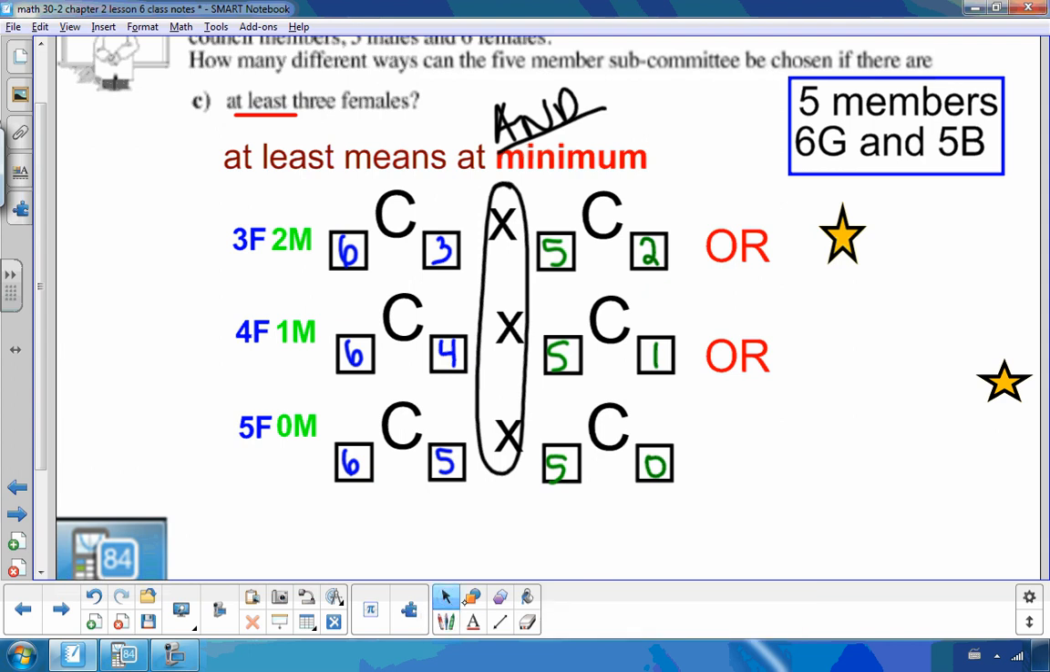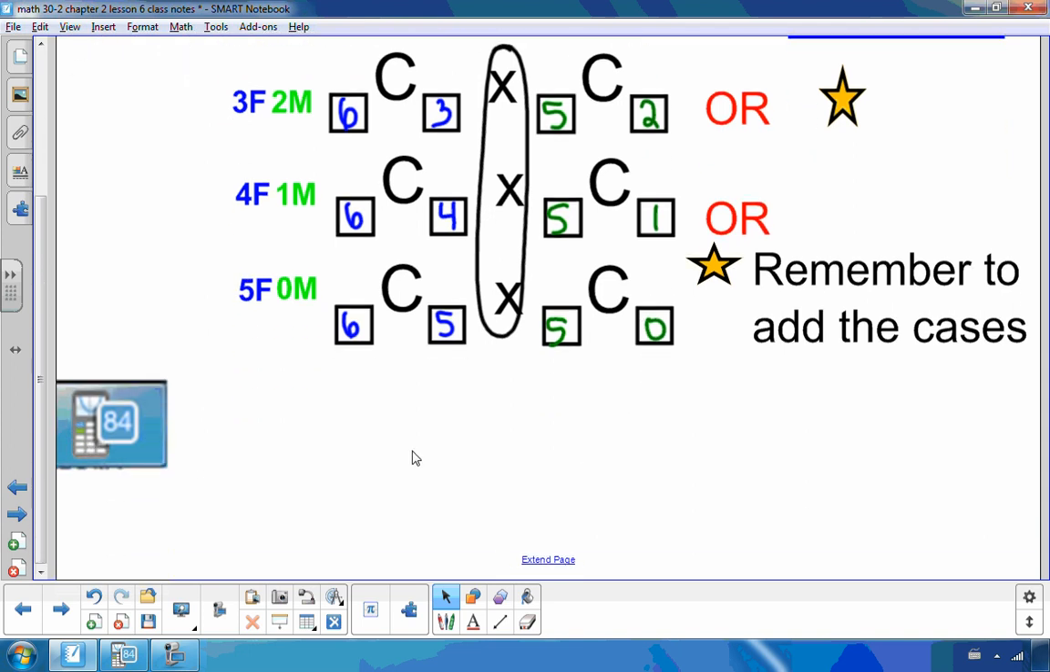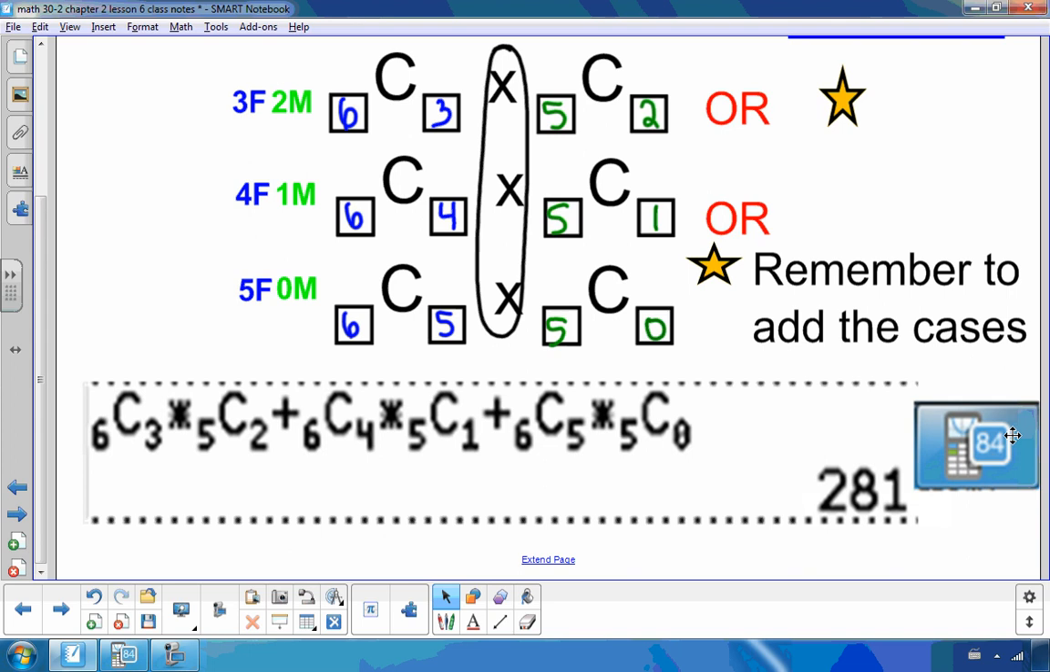So we have to decide what we're going to do with the cases, and the cases are connected together with OR. And hopefully you guys remember that OR in math means add. So we need to add the cases together. So we can put that all together in our calculator in one keystroke, just like that. And I can see that there are 281 5-person committees with at least 3 females.